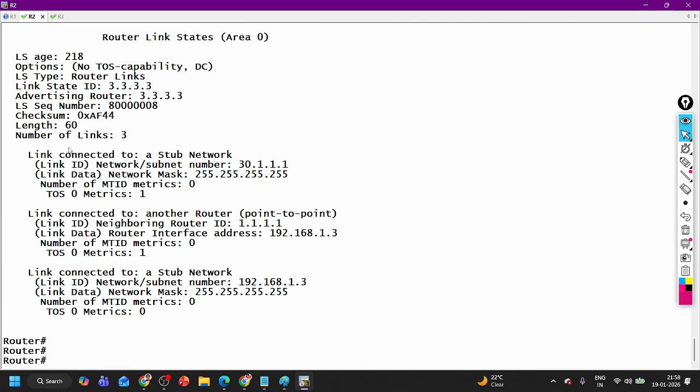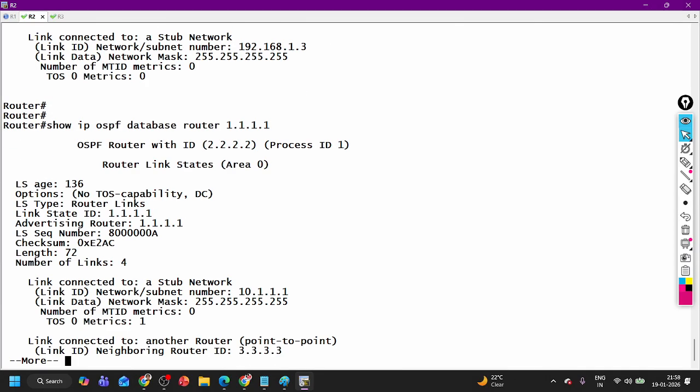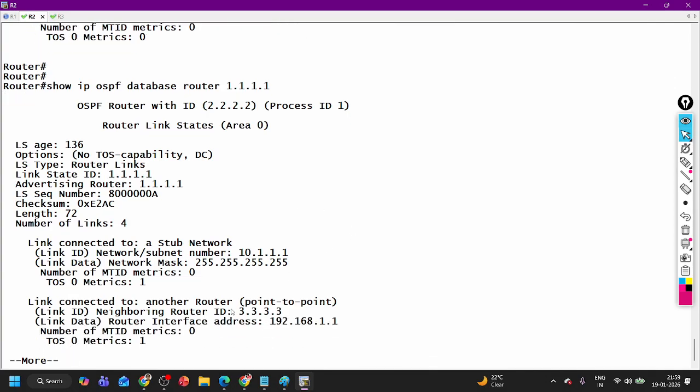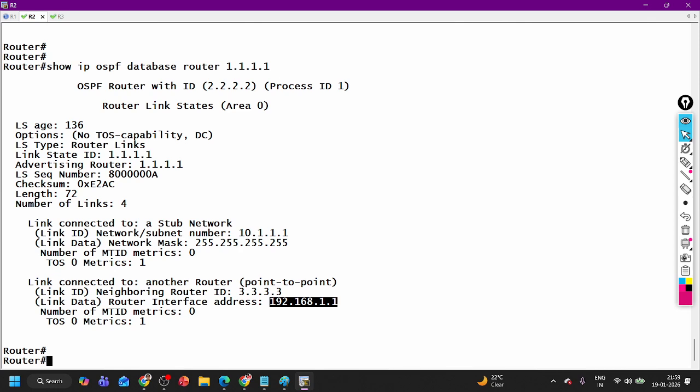Now if this router is designing the topology, what will it understand? That I am learning this subnet 30.1.1.0 from this neighbor 1.1.1.1, and what is the interface IP of this neighbor 1.1.1.1? So, show ip ospf database 1.1.1.1. I am on router number 2. The IP address for this neighbor is 192.168.1.1. It is going to use this as a next hop, and that's why your ping is working.